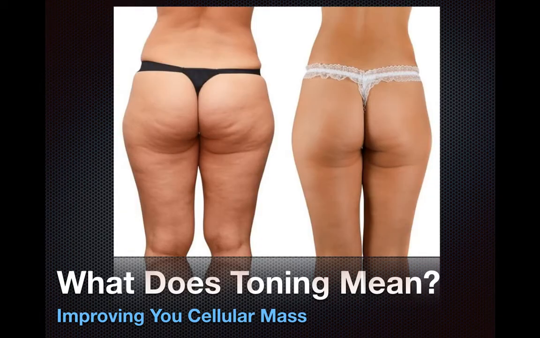So, cellulite speaking, the question is, what does toning mean? Can we tone the body, make the body better, make the body less susceptible to this problem? What do we need to do? We need to improve the cellular mass, right? As we saw many times in the past, improving the cellular mass means making new lean muscle tissue, and how we do that, as emphasized in the past, is by going to the gym.